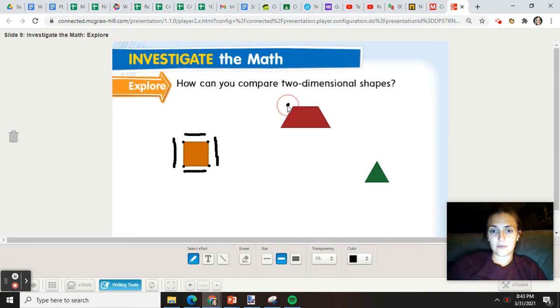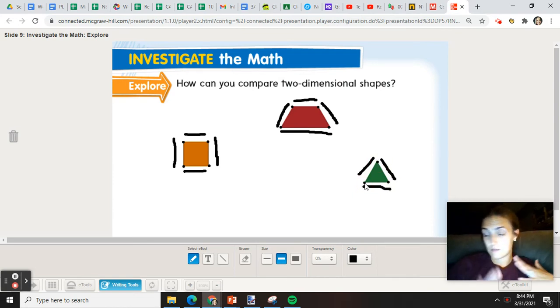Let's go over to our trapezoid. 1, 2, 3, 4. And let's do our vertices. 1, 2, 3, 4. So I have 4 sides and 4 vertices. And then with my triangle, I have 1, 2, 3. And vertices are 1, 2, 3.